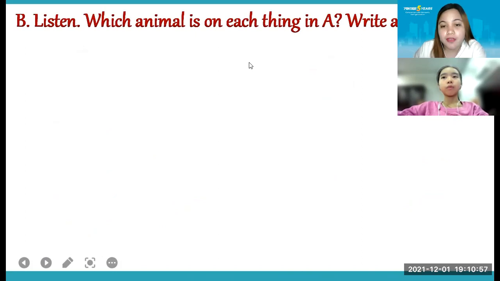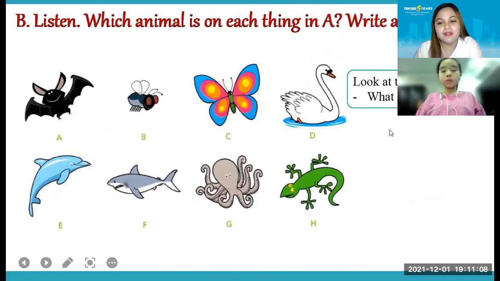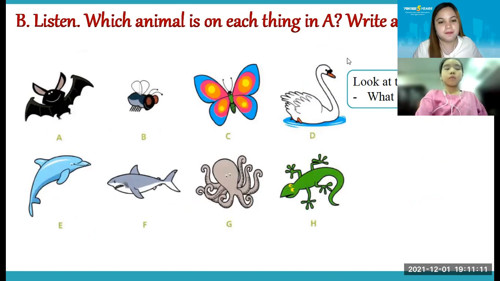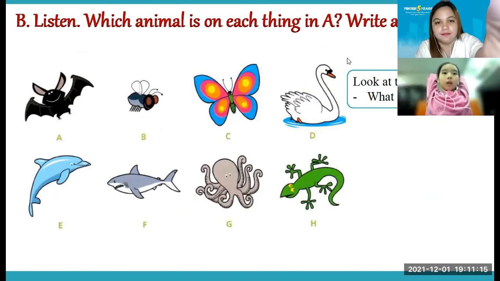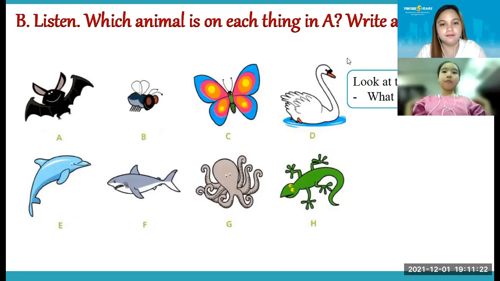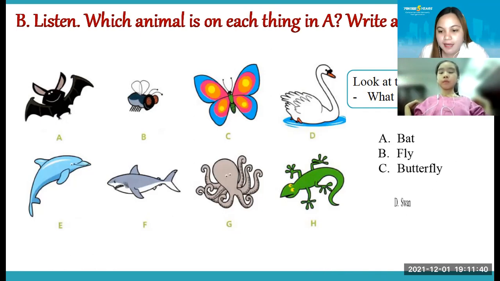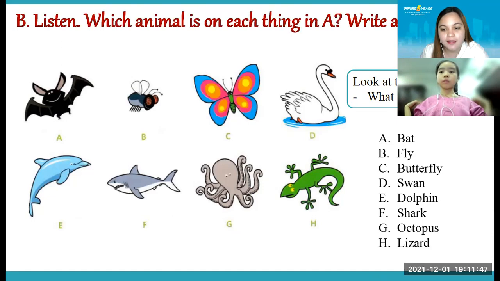Listen, which animal is on each thing in A? Write letter A to H. All right, so before that, Mary, you can see here some pictures of animals, right? Okay, what are the animals that you can see here? A bat, a fly, a swan, a dolphin, shark, octopus, and lizard. Okay, that's correct. So there's a bat, a fly, butterfly, swan, dolphin, shark, octopus, and a lizard.